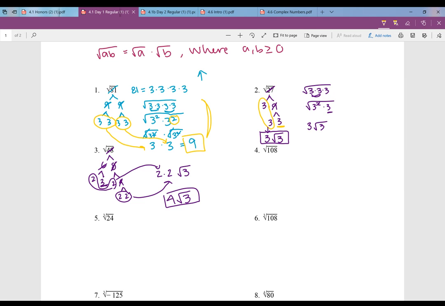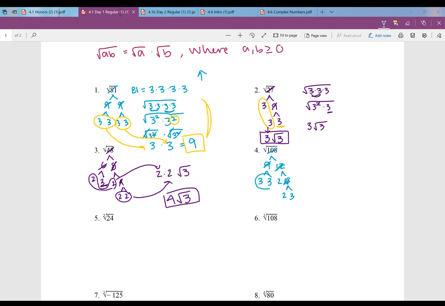All right, let's do another one. For number 4, we have the square root of 108. So 108, what could that break down to? That could break down to 9 times 12. And 9, we could say is 3 times 3. And we'd stop there because 3 doesn't break down anymore. What about 12? Well, that's 2 times 6. Okay, and then 6 is 2 times 3.